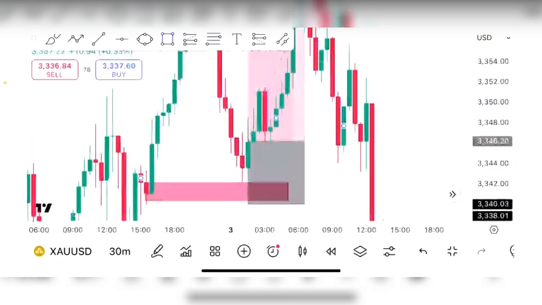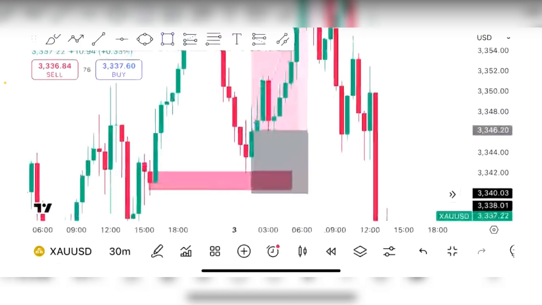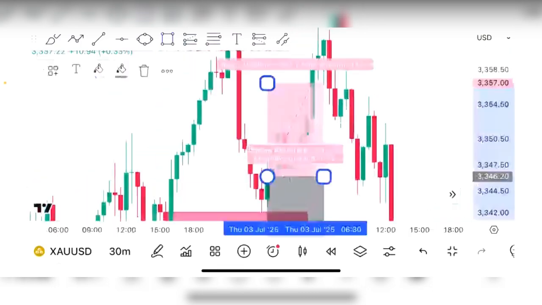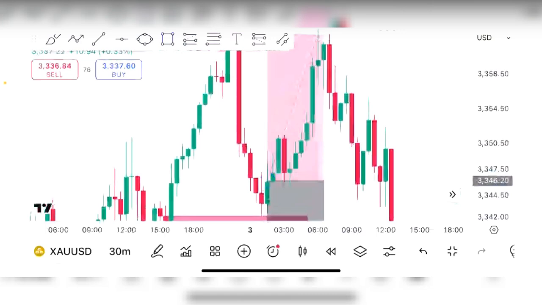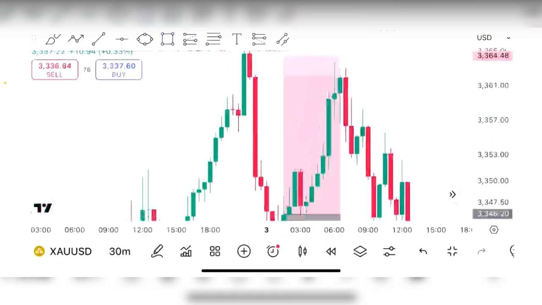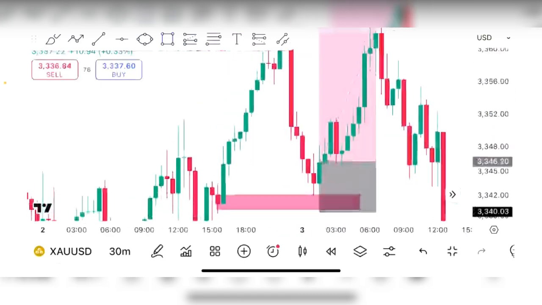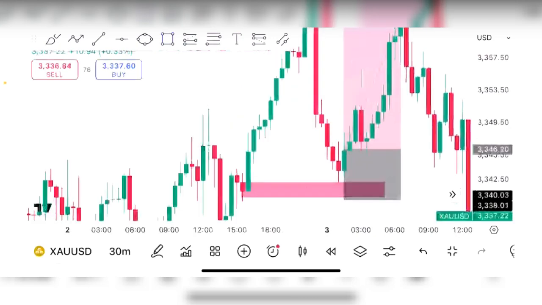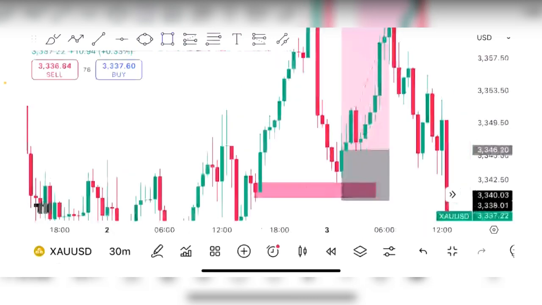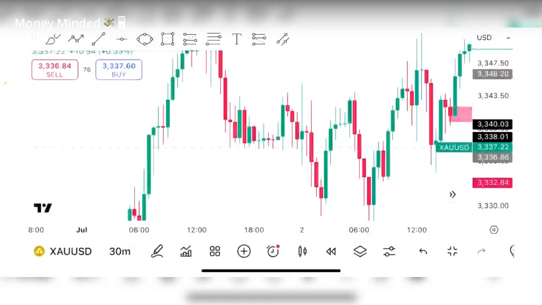Your stop loss, you place a little bit below your point of interest, then you target your 1:3 risk to reward ratio, just like that. So the bullish engulfing confirmation is for buying. The bearish engulfing confirmation is for selling. I will still show you one more confirmation.